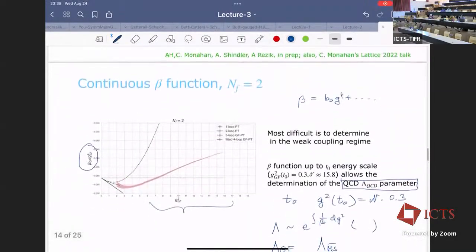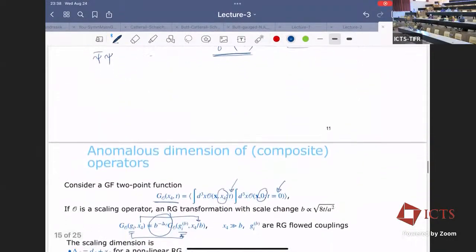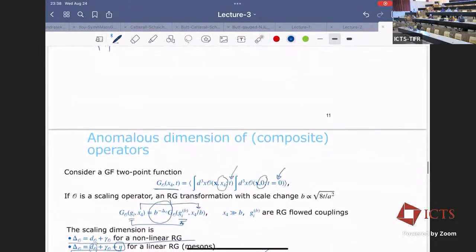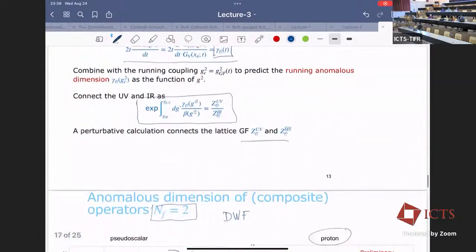Could you repeat the part where you discussed that the IR fixed point should emerge beyond 10? Like why that part was not clear to me.